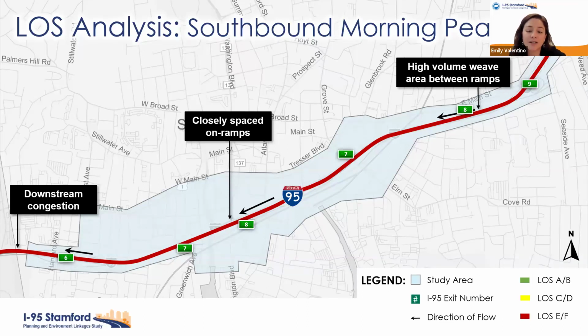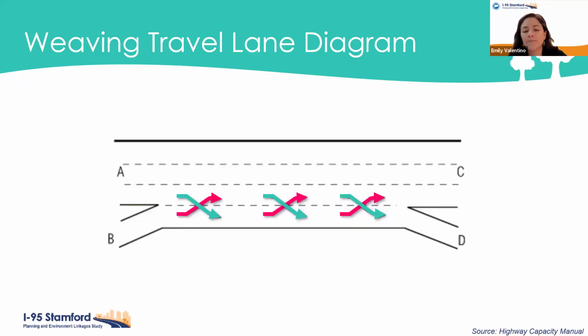Most of the study area is failing. So that's LOS E or F, and you can see that by the red coloring from interchange 9 all the way to 6. Some of the reason for this congestion, you can go to the previous slide.